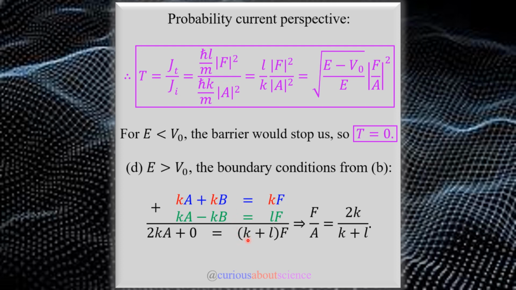Then we see that we have K plus L times F. Find the ratio, of course. Divide the K plus L over to the 2K term, divide the A over, and we see that we get this fraction. Just as before, we're probably going to use a math trick on the 2K and the K plus L just to simplify the energy expressions.